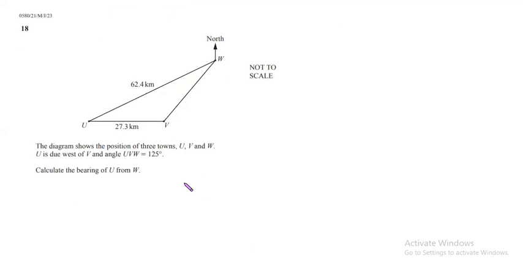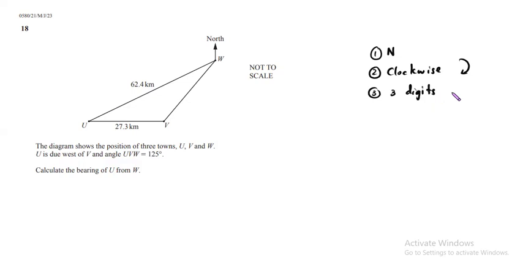Okay, this question that we have here is a bearing question. When it comes to bearing, there are 3 things to keep in mind. One is it should always be measured from the north, and it should be measured in the clockwise direction. Clockwise direction is going to be this way. And the third one is we need to make sure to write it using 3 digits when we write our answer.